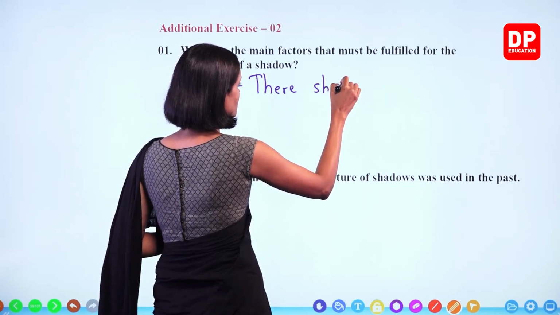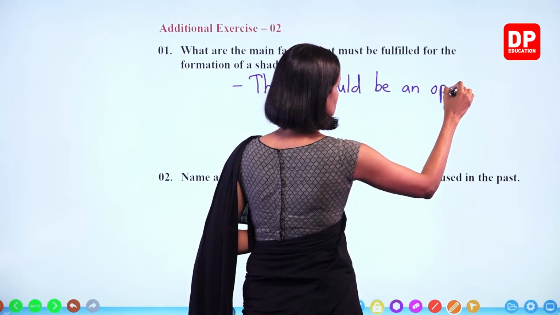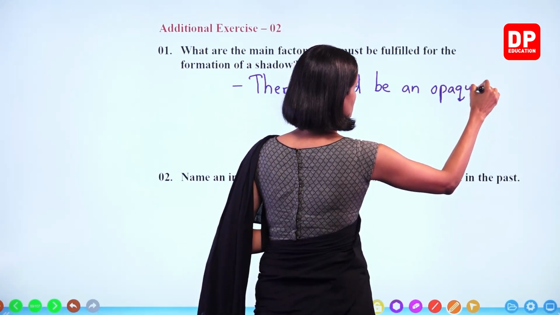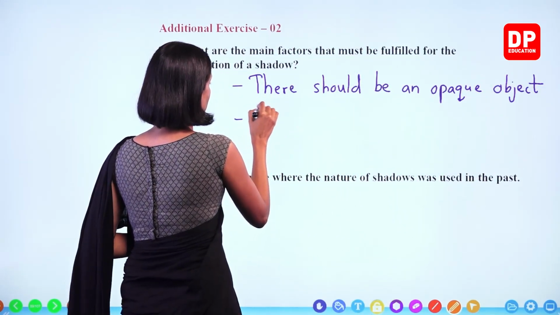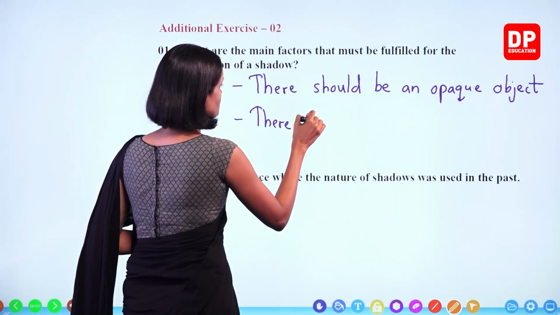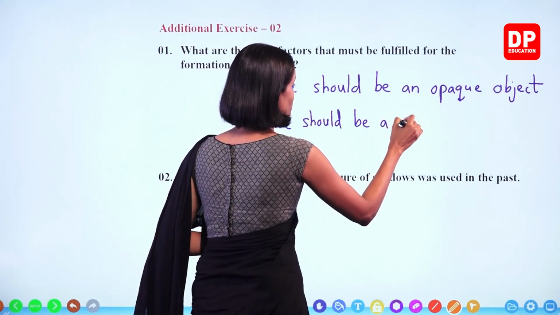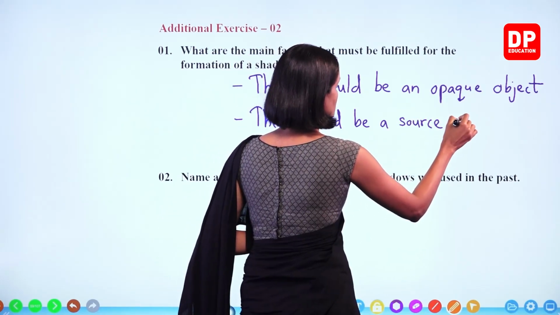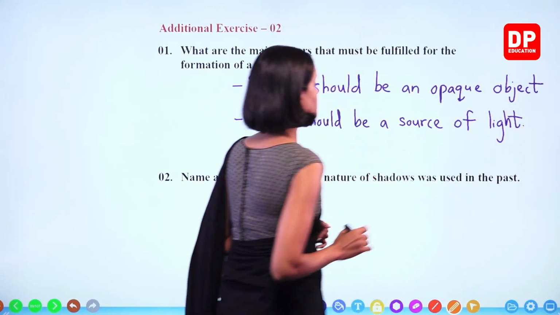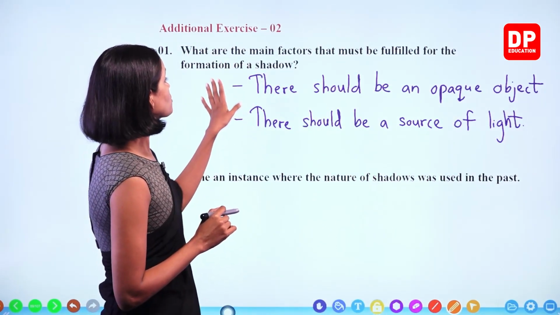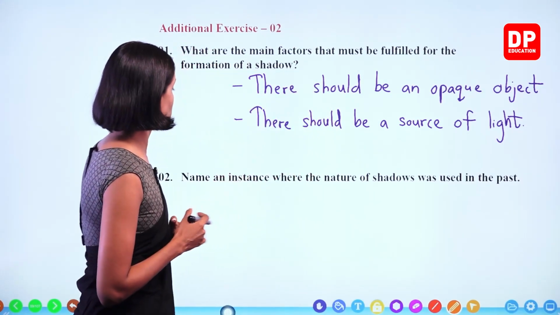There should be an opaque object, and there should be a source of light. Right? There should be an opaque object. There should be a source of light too. Those two conditions must be there.